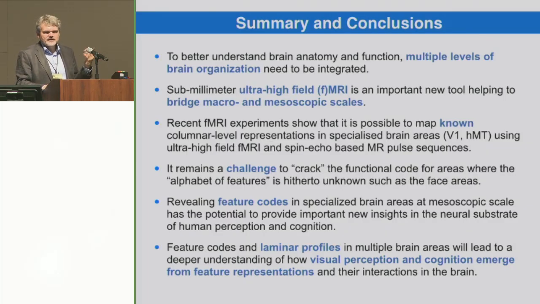Other examples in our and other labs are attention experiments, where we see already that the upper layers in a spatial attention task get modulated by top-down expectations. And finally, to link the feature codes with the possibility to measure roughly laminar profiles helps us to separate bottom-up from top-down processing, which again helps us to understand better how information is coded and especially how areas interact with each other at the mesoscopic scale.